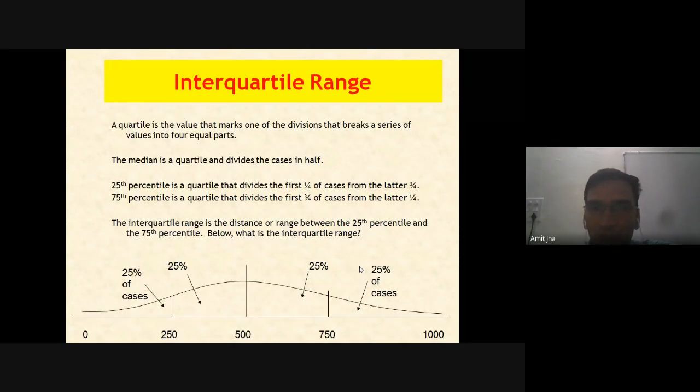Now the interquartile range. A quartile is the value that marks one of the divisions that break a series of values into four equal parts. The median is a quartile that divides the cases in half. If you talk about the 25th percentile and 75th percentile, it means the 75th percentile divides off the first three quarters of the cases, and the 25th percentile marks the first quarter from the latter three quarters.